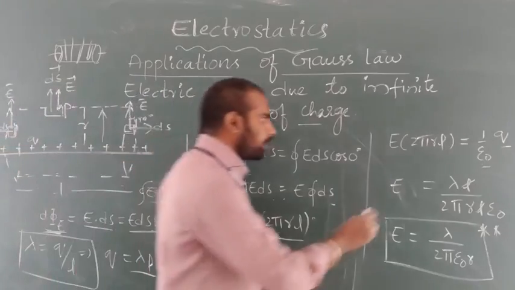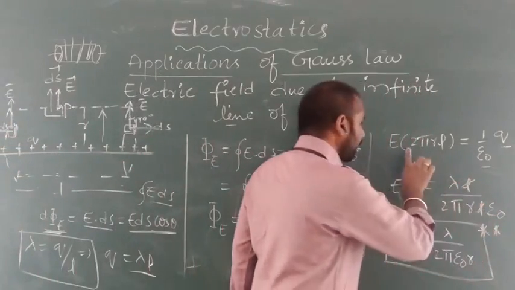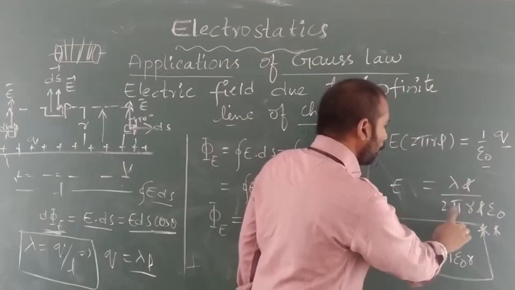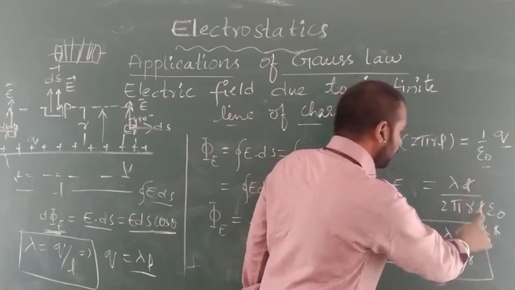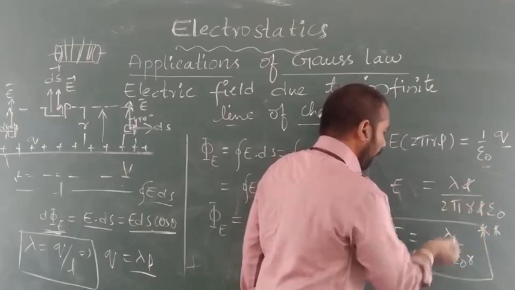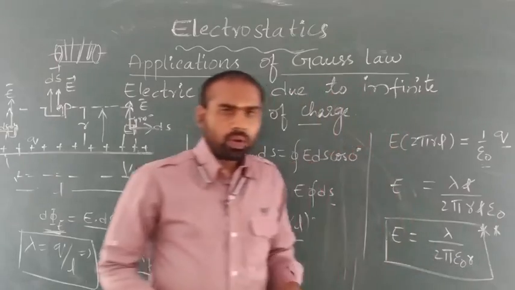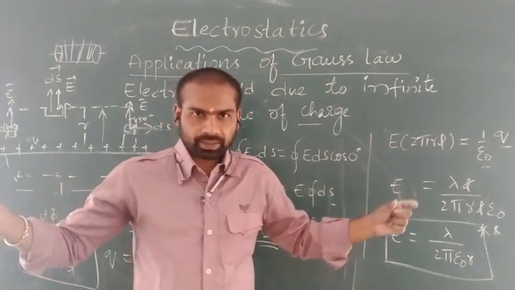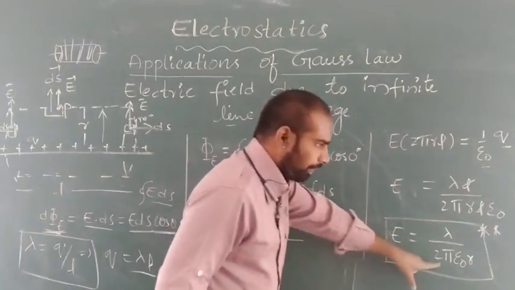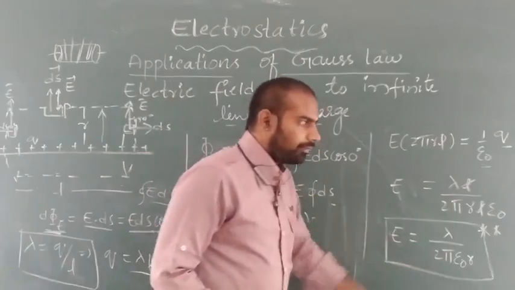Now in place of Q, we substitute lambda L and send the 2 pi r to the right side, giving 2 pi r epsilon naught. L will get cancelled. Hence what remains is lambda by 2 pi epsilon naught r. So the electric field intensity due to an infinite line of charge is how much? Lambda by 2 pi epsilon naught r. This is the electric field intensity.